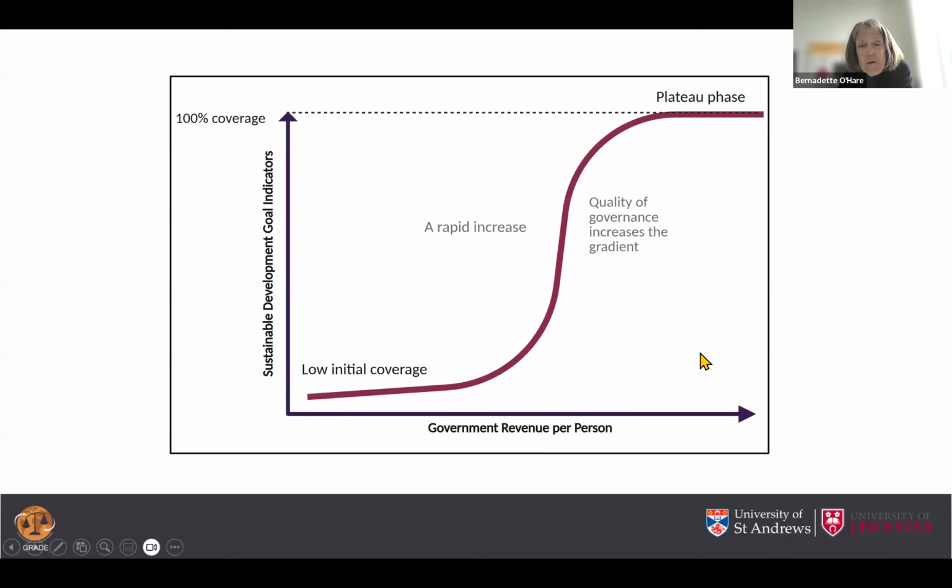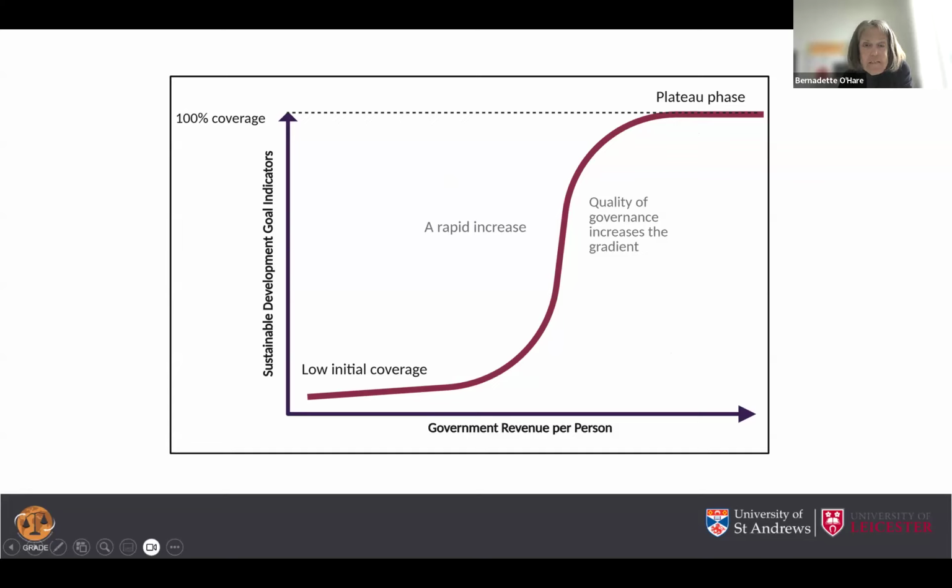So, how can we use the model that Stephen has developed for advocacy and possibly even policy making? If we think of this S-shaped curve that we've mentioned, ideally we'd want everyone living in a country where there was 100% coverage of all of the SDGs.